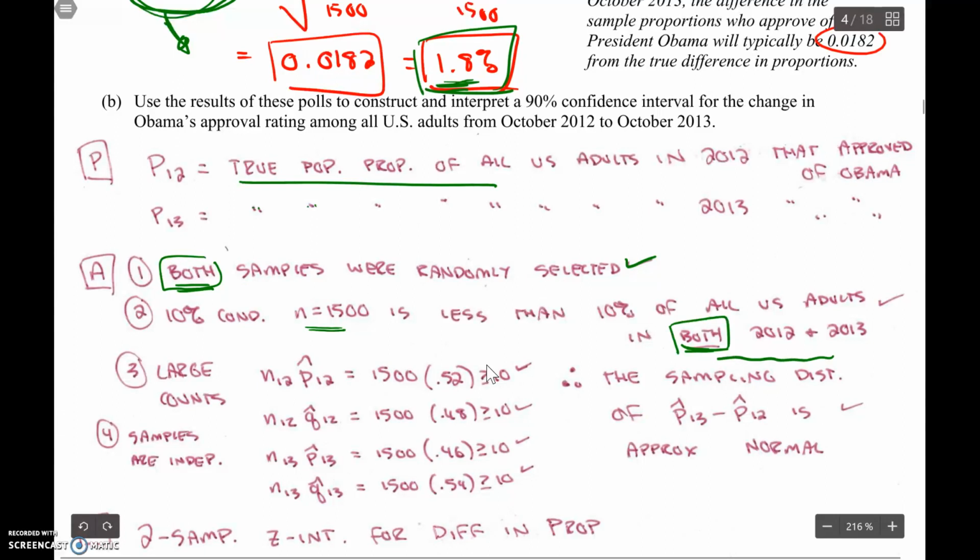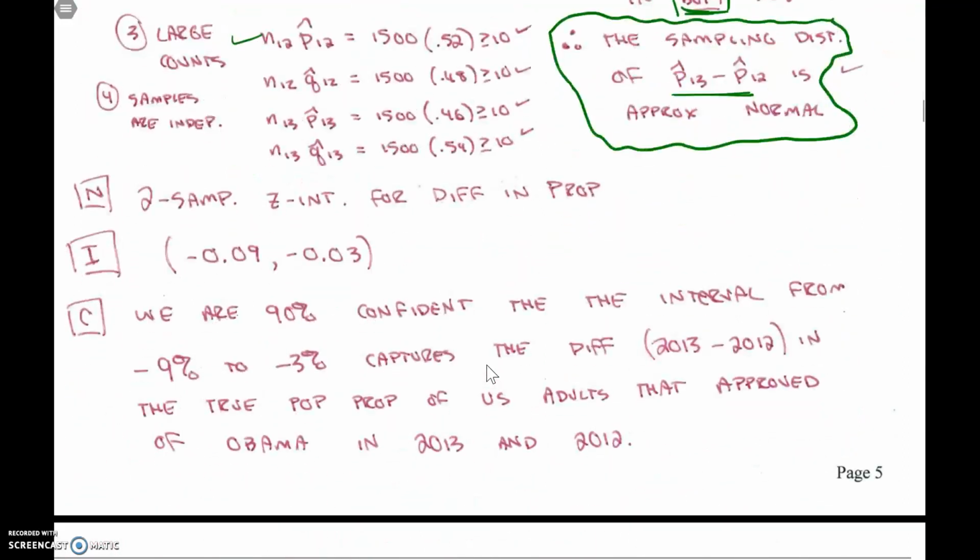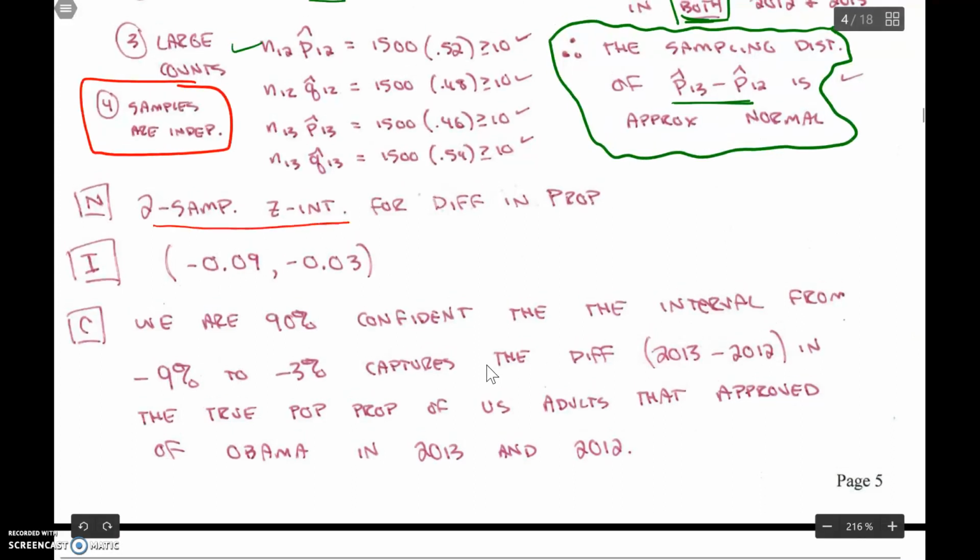This is now optional. I will not require this. But because this checks out, the sampling distribution of the difference in my sample proportions is going to be approximately normal. It means we can run the test. And the fourth check, don't forget this: 2 sample tests have an extra check. The samples are independent. Name the test. This is a 2 sample Z interval for the difference in proportions. Give the interval, -9% to -3%.